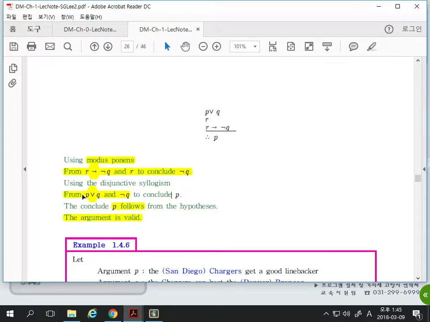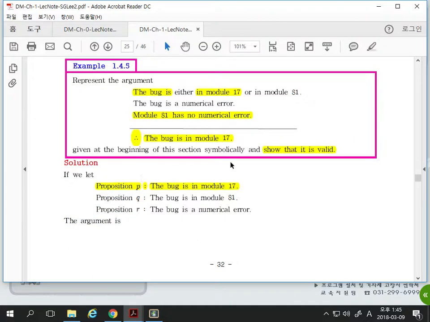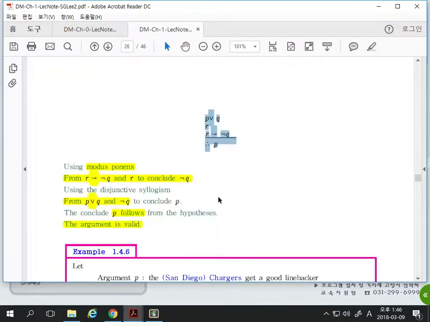So P follows from these hypotheses. That means P is valid. So the whole argument is valid. That's what it says. So if these three propositions are all true, then we have that the bug is in module 17. This is what this example wanted to show.